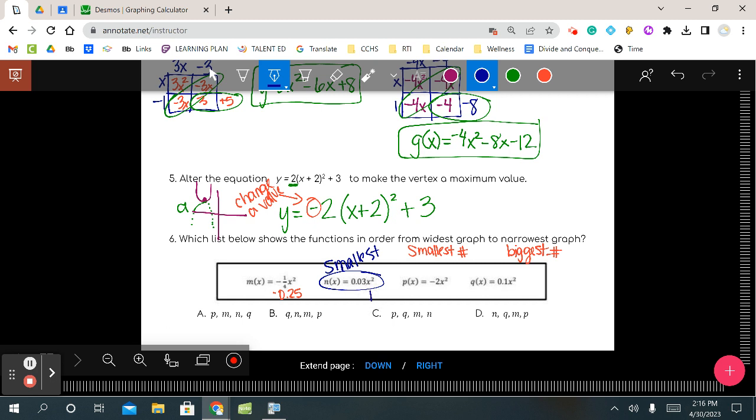Your next one would be the 0.1. So Q, and then your M, and then your P would be the narrowest because it's the biggest number. So this would be your fourth one. So D would be your answer on that.